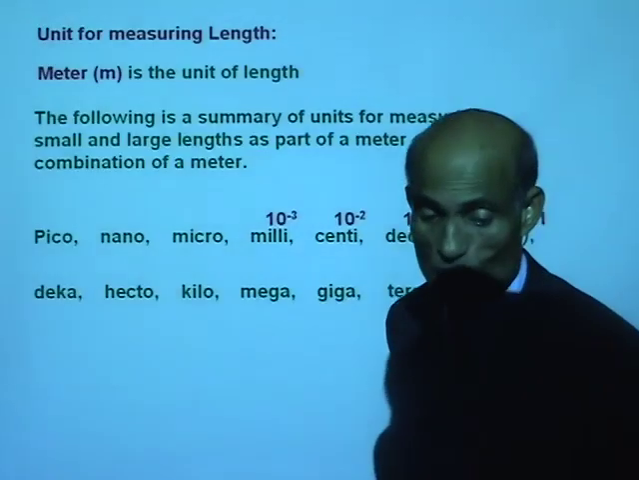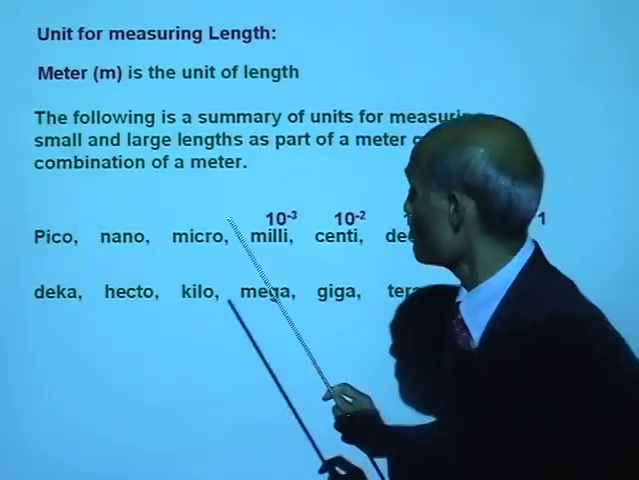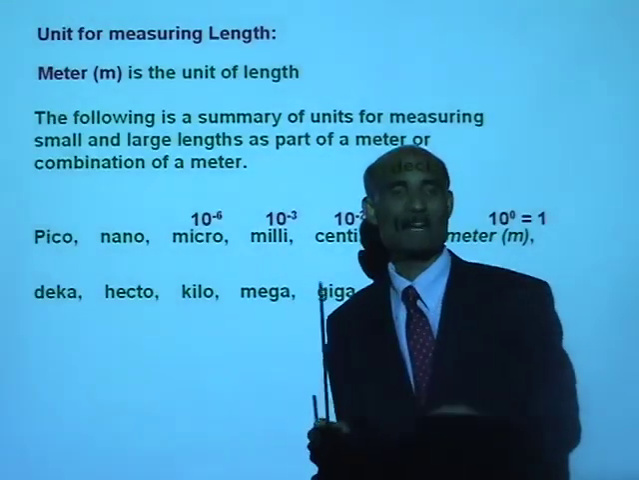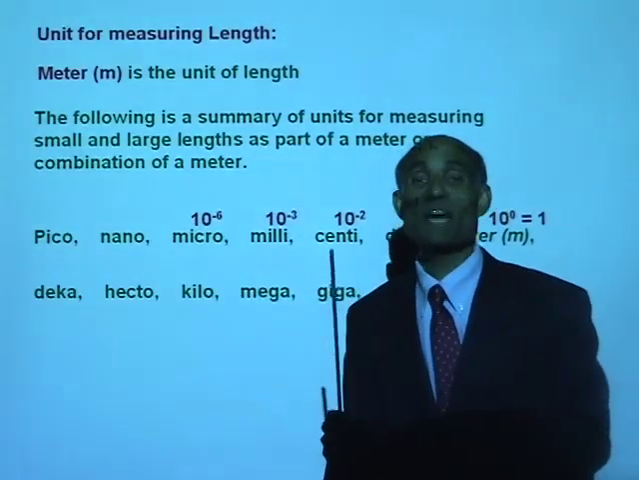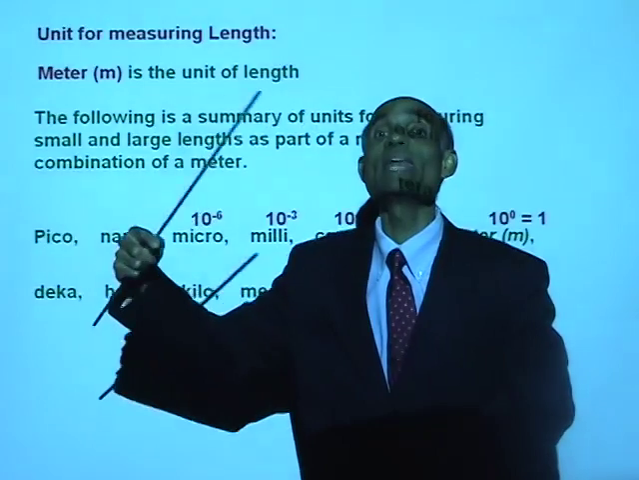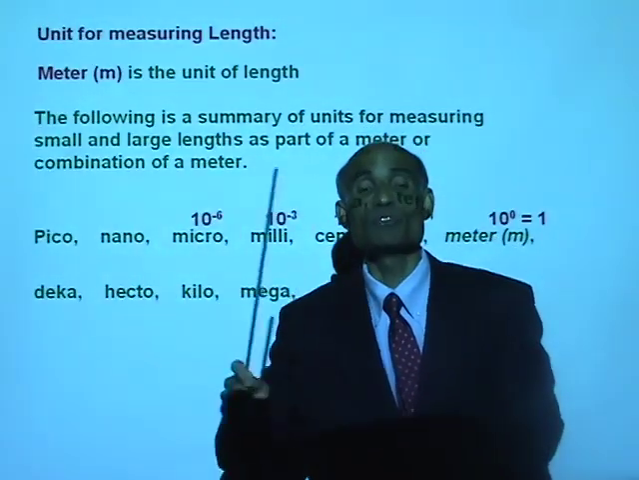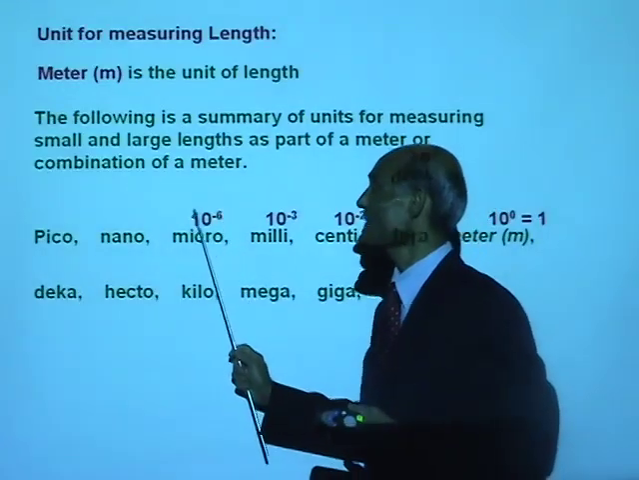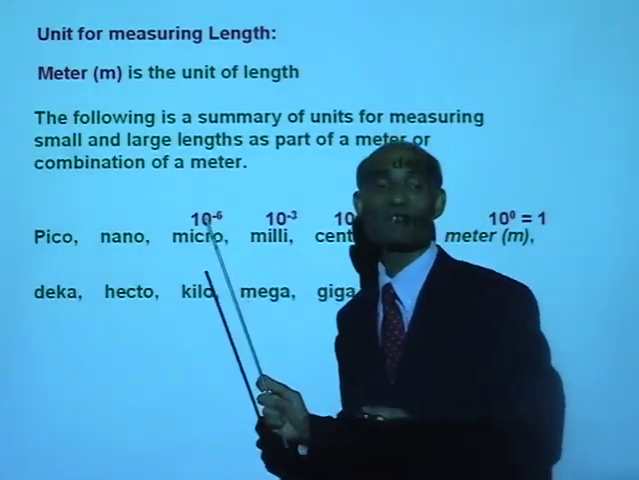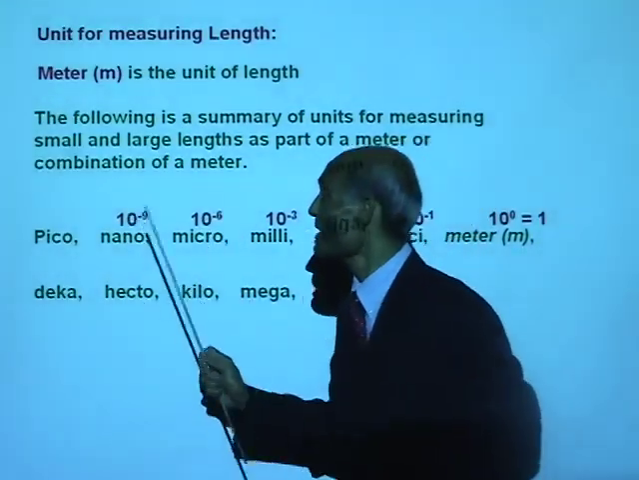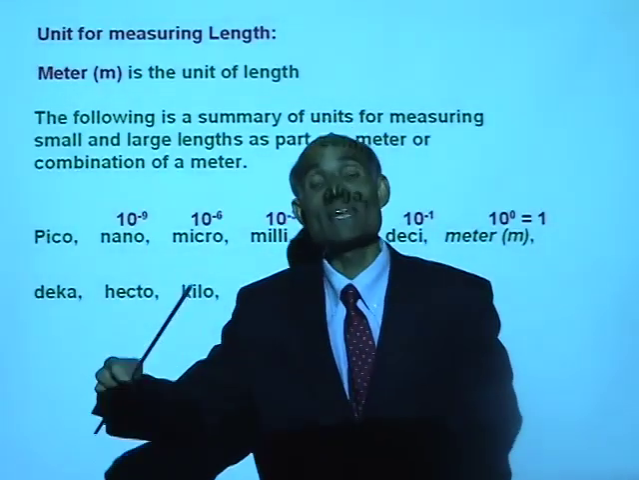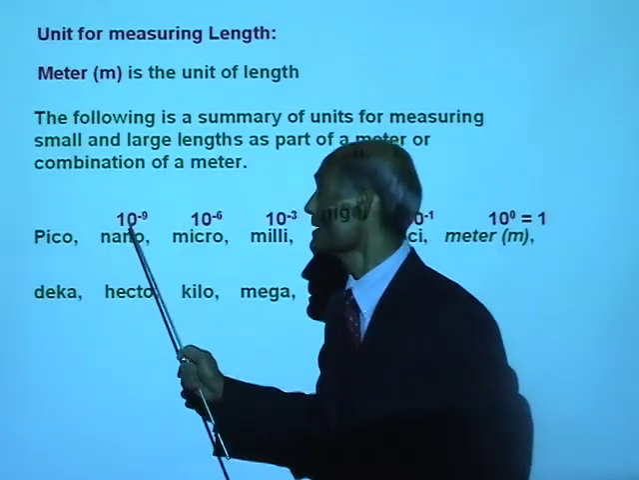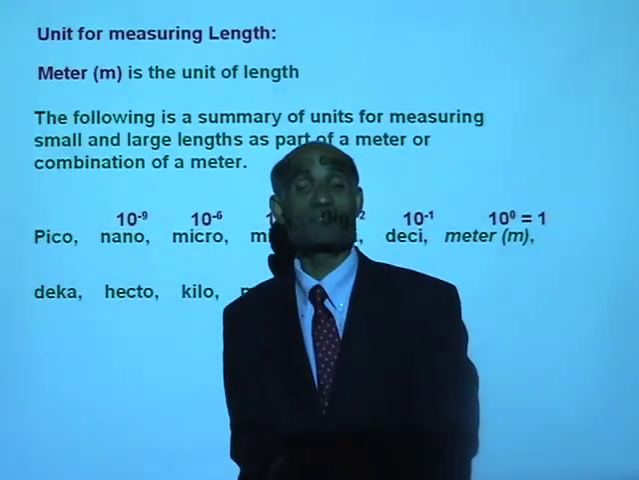Alright, let's go to the left, to smaller and smaller units. What does micro stand for? A micro is 1 millionth, 1 part in a million. And look at the way we write it: 10 to the power of -6. Nano is a billionth, 1 part in a billion. You see? 10 to the power of -9.